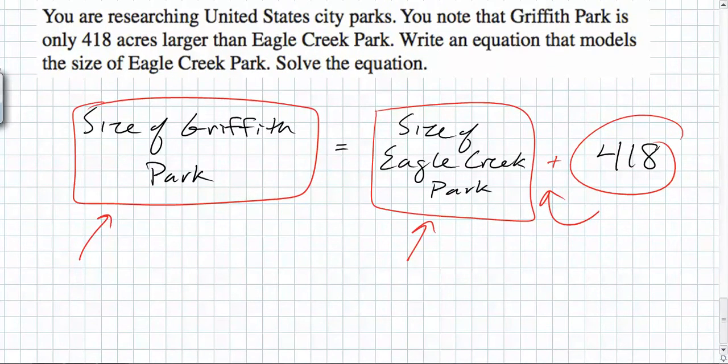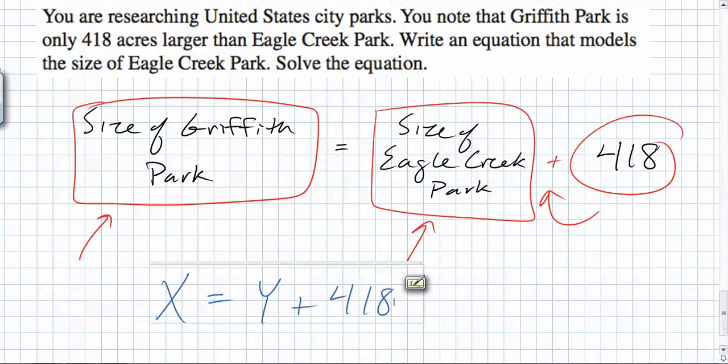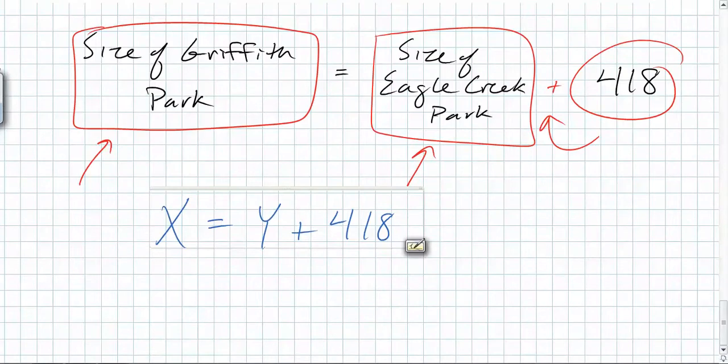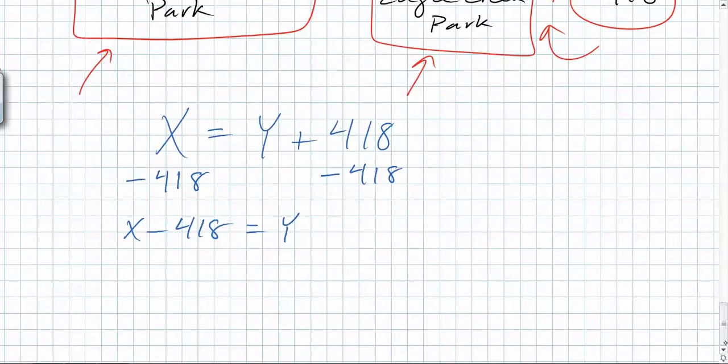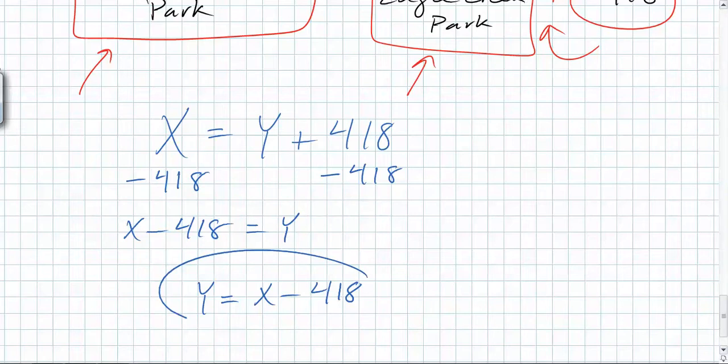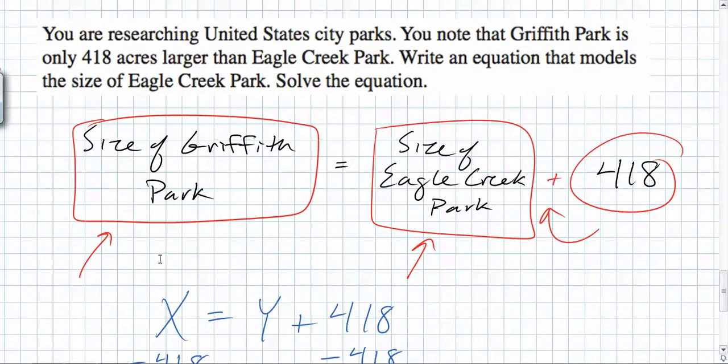So then you could assign variables and say that x, the size of Griffith Park, is equal to the size of Eagle Creek Park plus 418. Now, if you wanted to, you could isolate y by subtracting, in this case y is the size of Eagle Creek Park, subtracting 418 from each side, which would give you x minus 418 is equal to y, which is the size of Eagle Creek Park. You could reverse that saying y is equal to x minus 418. So this doesn't tell you the size of Eagle Creek Park, but it tells you the size of Eagle Creek Park if you knew the size of Griffith Park.